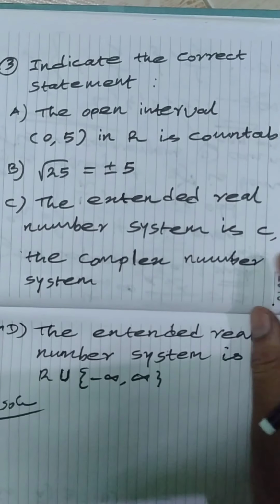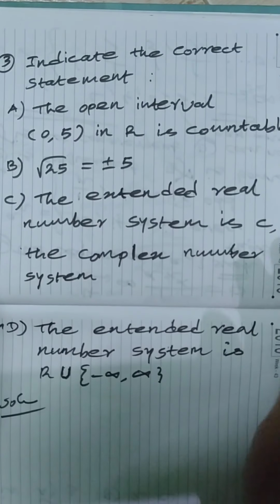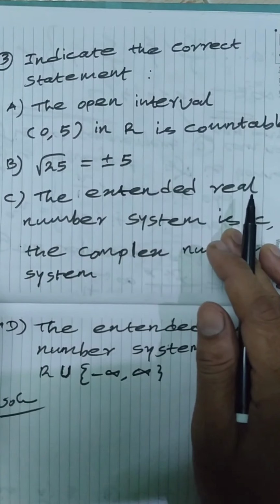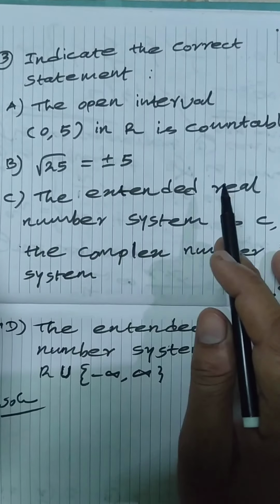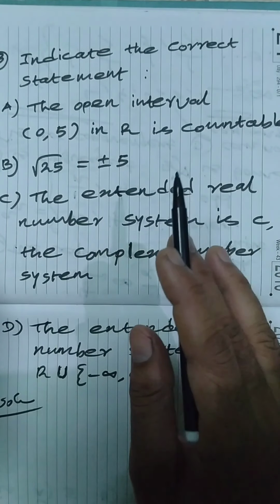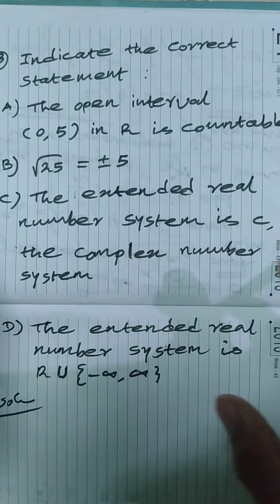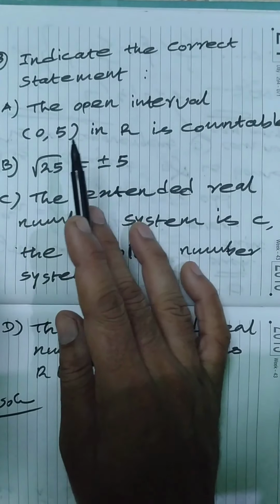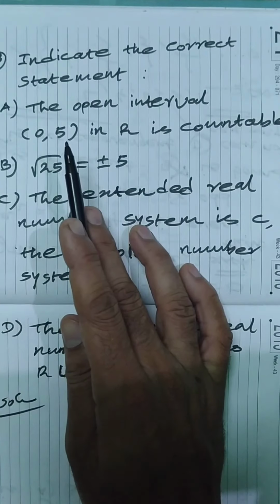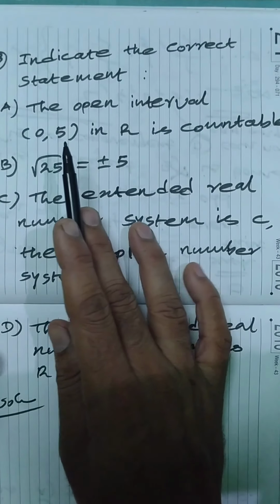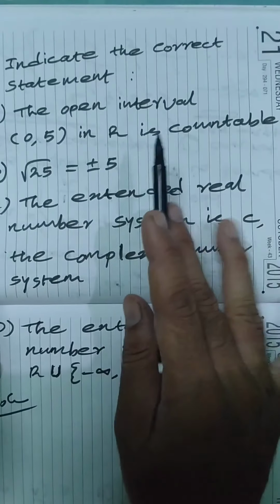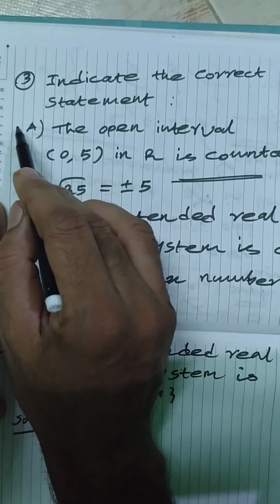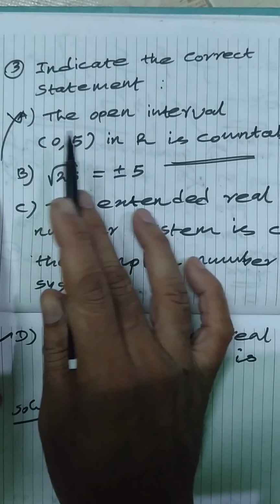Next one, an interesting problem, the very easiest one, which everyone can attempt easily. Indicate the correct statement. The first option is the open interval (0,5). Every open interval we know very well is uncountable, but here the option given is countable. So we have to take only the correct statement, so this is a wrong statement, because an open interval is always uncountable.